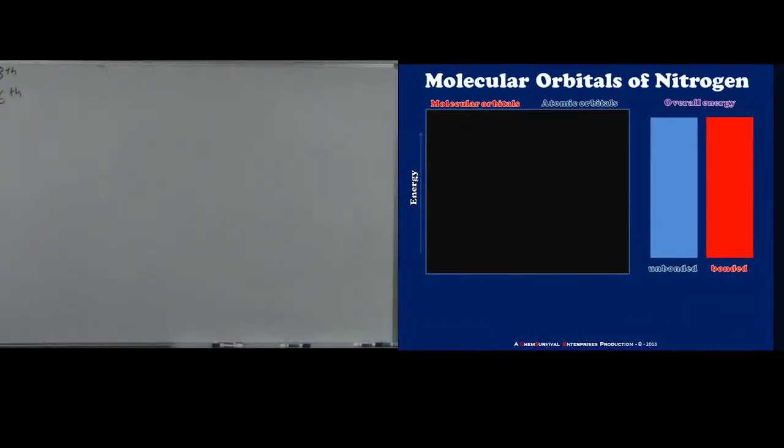So now that we've looked at 2 very simple examples, we're ready for something a bit more complex. Let's consider the molecular orbitals of a nitrogen molecule, N2.